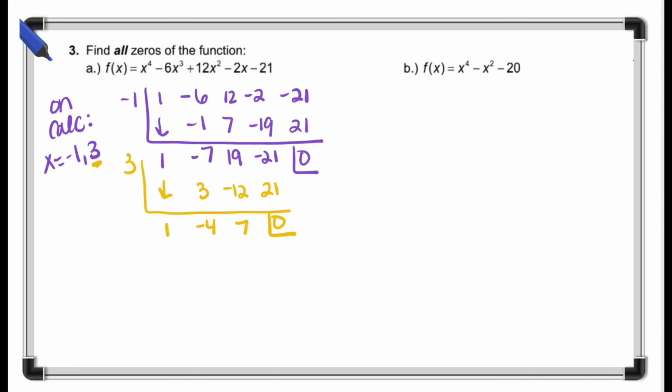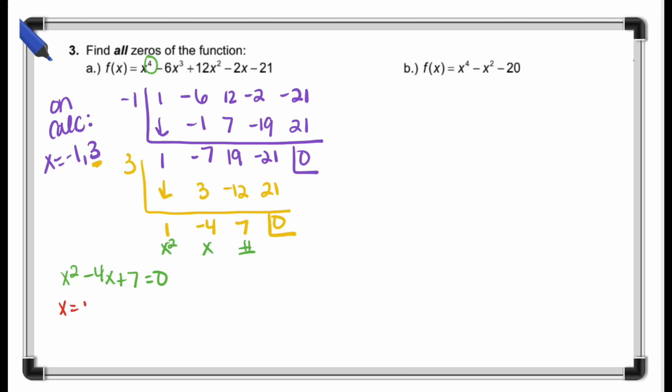Now, because you did synthetic division twice, the x to the fourth becomes x to the second. So this is x to the second, x, and then your constant. So this becomes x squared minus 4x plus 7, and that's equal to 0. Now, this is not factorable, so we are going to use the quadratic formula in order to solve.